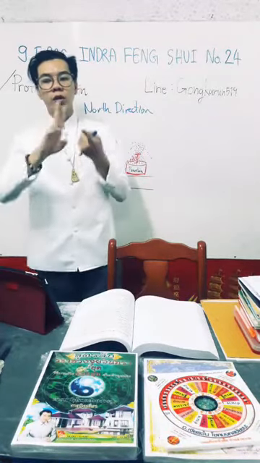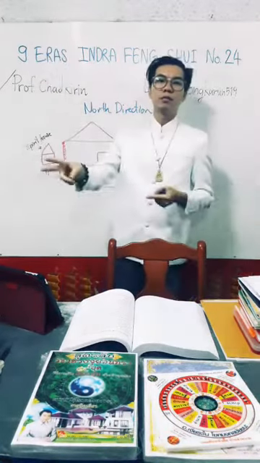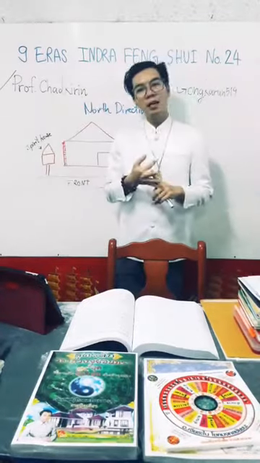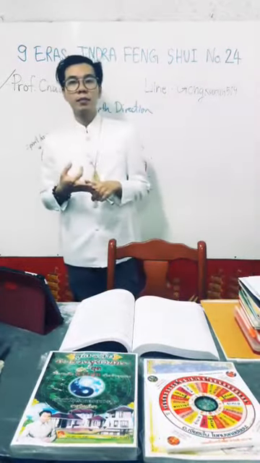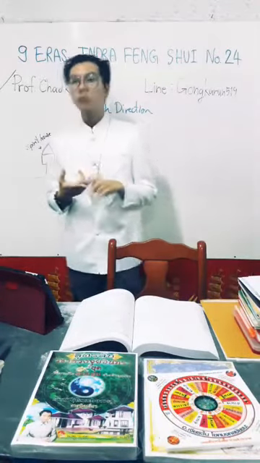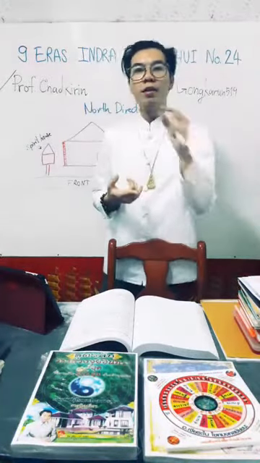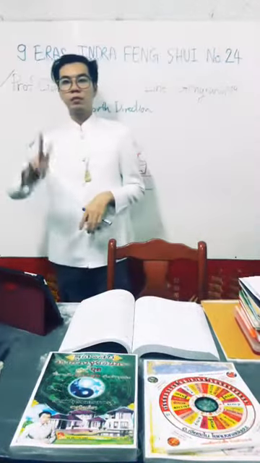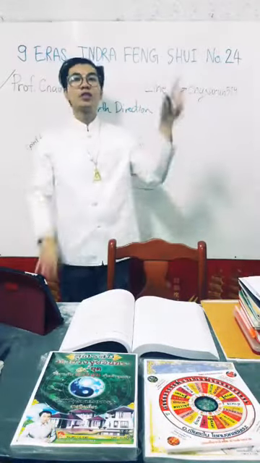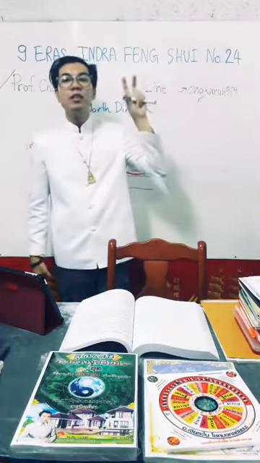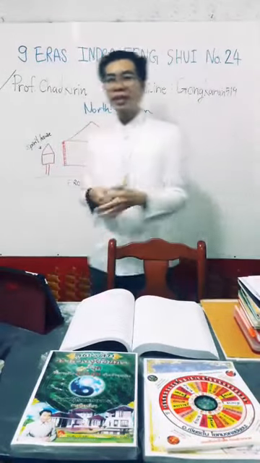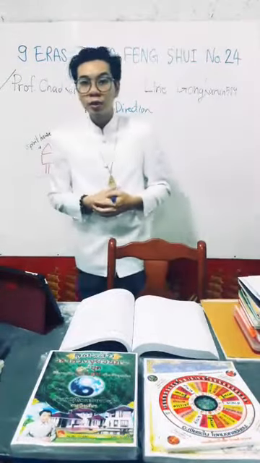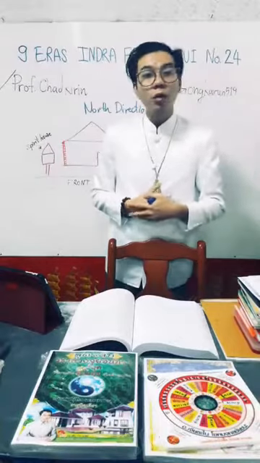The other 2 colors are red, which is the power of the fire element, and violet, which is also the fire element. So fire element, and green is the wood element. There are only 3 colors that bring luck. You have to choose the best choice for you in the house.